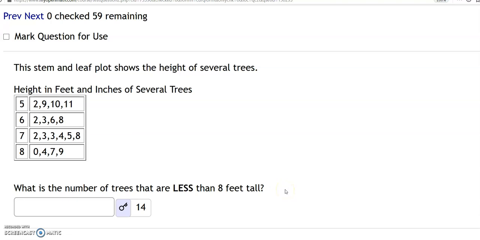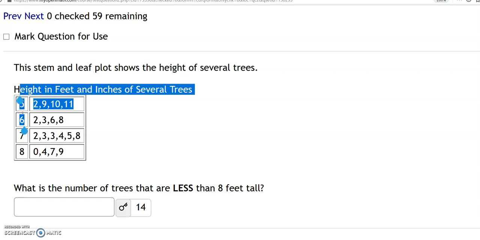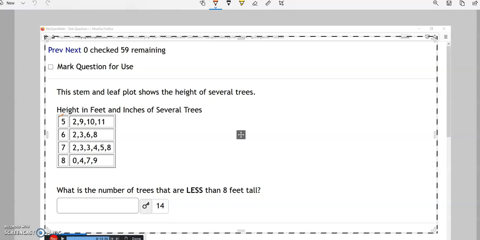Okay, stem and leaf, all it means is a way to describe a lot of data. This number here just represents the first number, okay? And all these represent numbers after that. So in other words, that whole category is 5'2", 5'9", 5'10", and 5'11", okay? All right, that's how that reads. So this would be 6'2", 6'3", 6'6", and 6'8", and so on. And that's how you read a stem and leaf, okay?